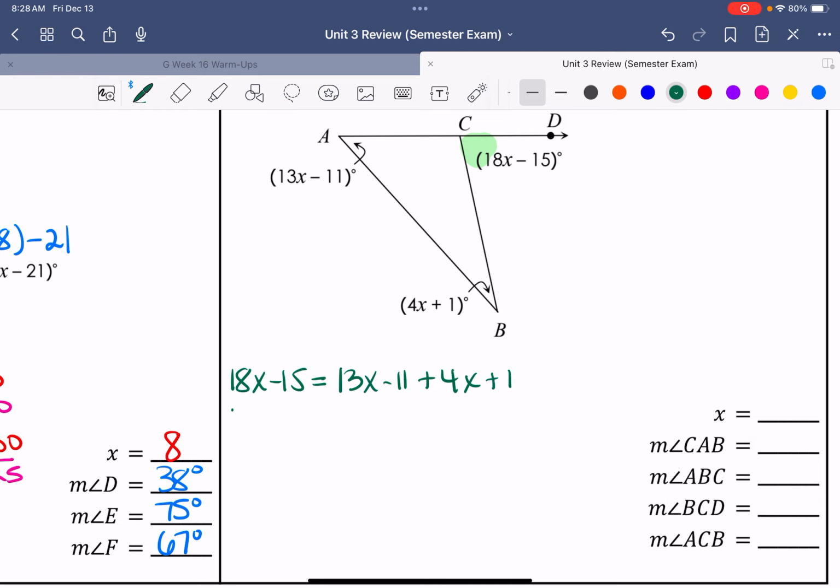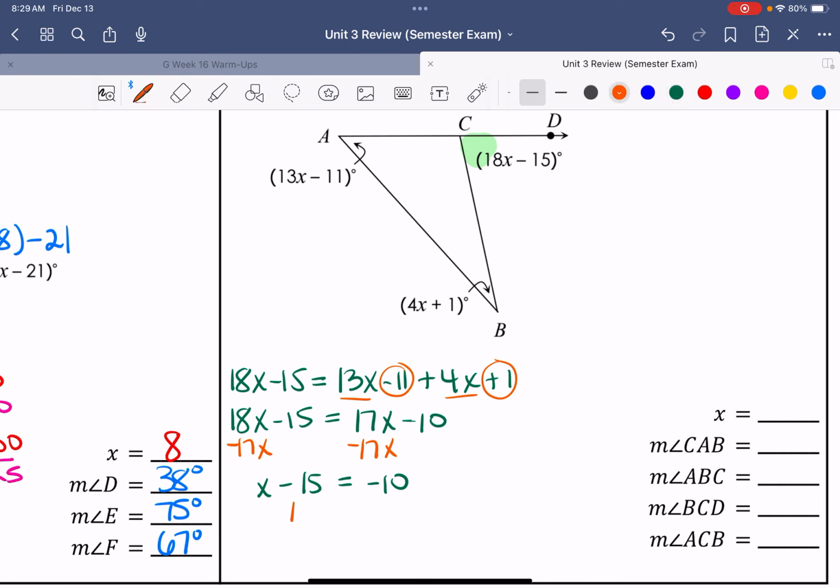Okay, and then solve it like the way we did the previous one. So on the left, I'm going to leave it the same. But on the right, I have two that have x's, so that would be 17x. And then two terms that are constants. That's minus 10. I'm going to subtract 17x from both sides. 18 minus 17 is just 1, so I'm going to write x. Okay, and then we add 15 to both sides. x equals 5. Okay, and then now that we know x equals 5, we're going to find all of these angle measurements.